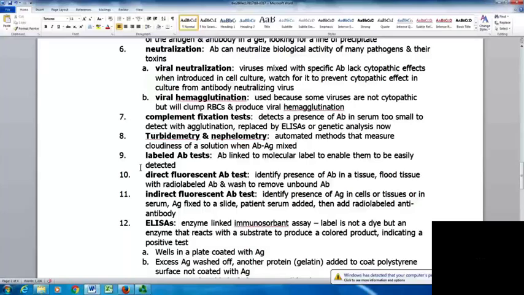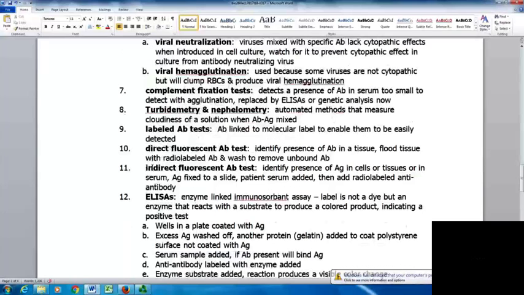With labeled antibody tests, the antibody is linked to a molecular label that will allow them to be more easily detected. Direct fluorescent antibody tests are ones that will identify the presence of an antibody in a tissue. You flood the tissue with a radiolabeled antibody and then wash it to remove the unbound antibody. If it sticks, your antigen is present.